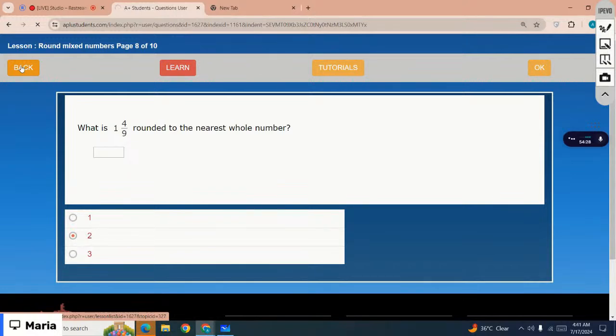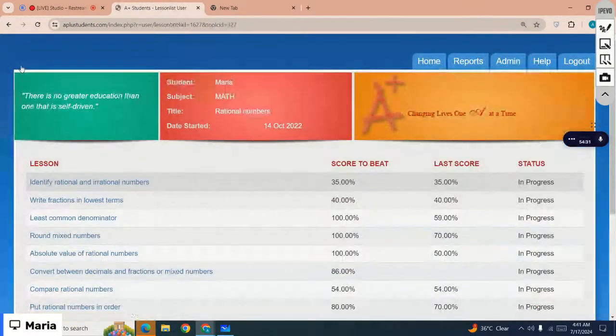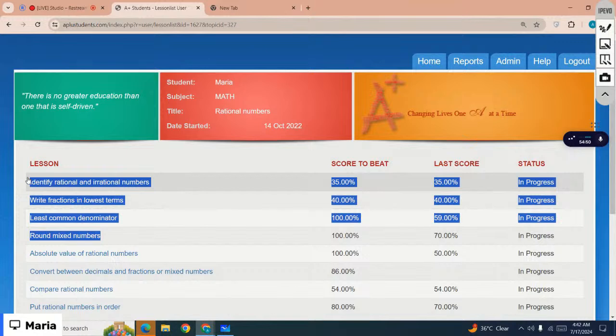So we were working on grade 8 math. The chapter we are working on is rational numbers, and the lessons we have covered today are identify rational and irrational numbers, write fractions in lowest terms, least common denominator, and round mixed numbers. So please make sure before the next session you complete all the practice questions for the lessons we just did. That is your homework until the next session, right?